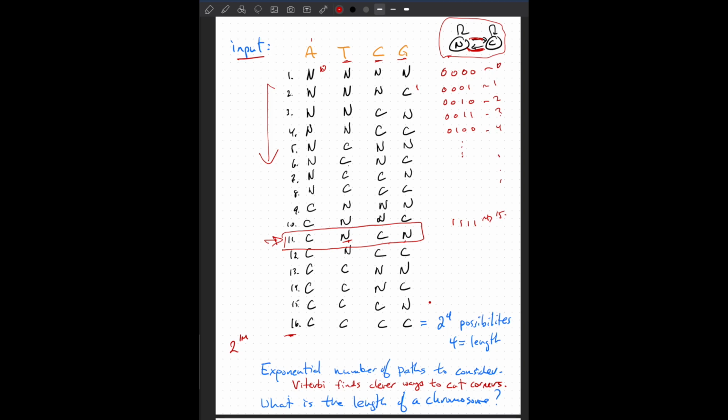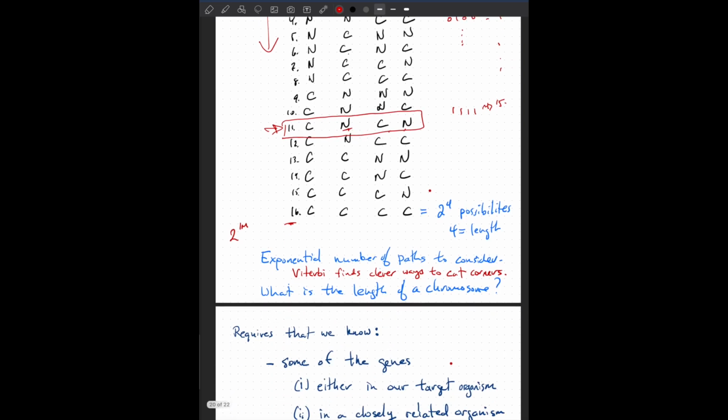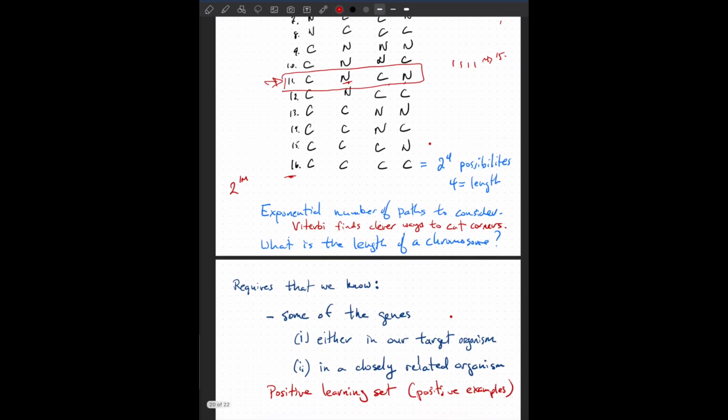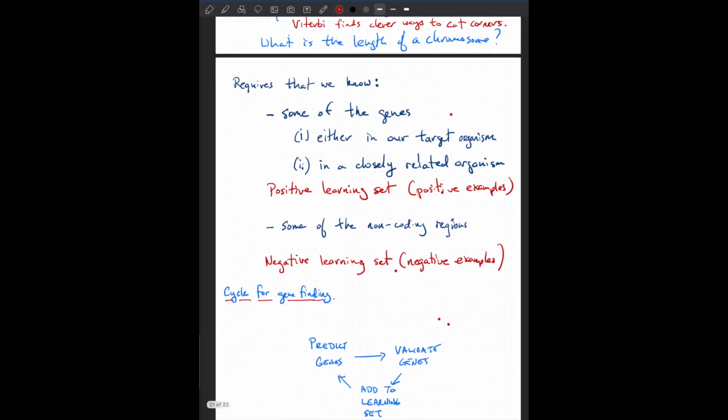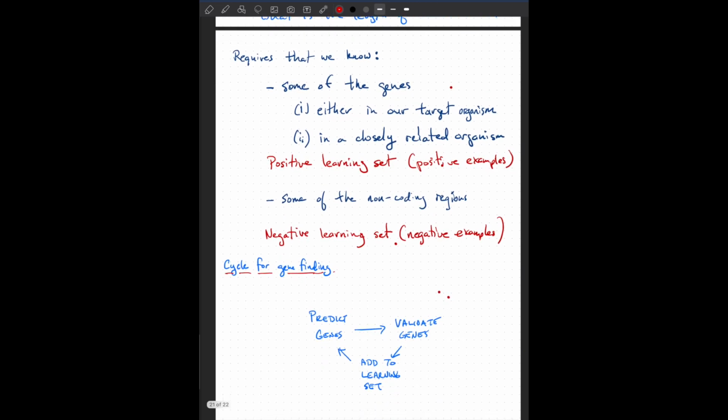Now, I would think that number 11 is a very low probability event. All those transitions back and forth between non-coding and coding have very low probability, compared to staying in non-coding or coding regions. But one of these 16 possibilities will have the highest probability, and that's the one that you would choose. And from that, you get, of course, your prediction of where genes and non-coding regions sit.